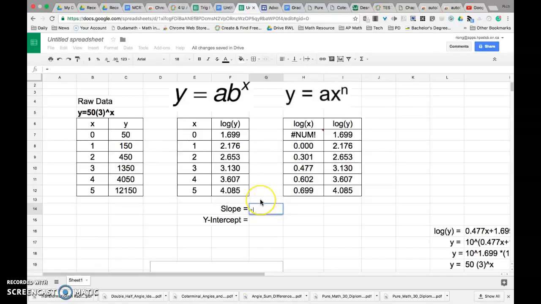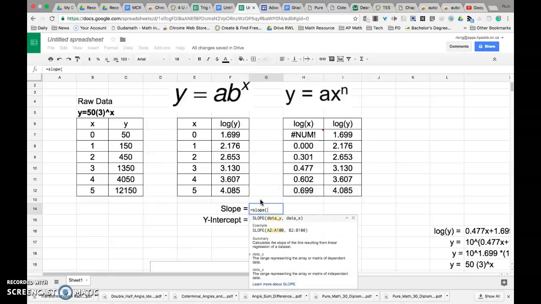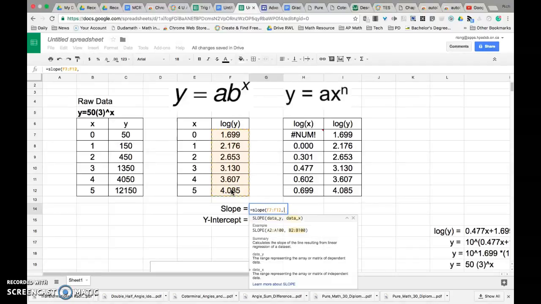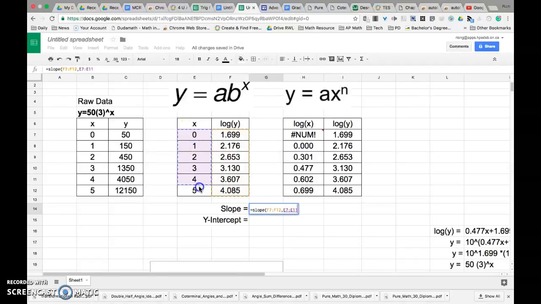So you put equal slope is the equation or the function that you use, and then you highlight the y data, put a comma, and then you highlight the x data. Hit enter, and there's the slope, 0.477.